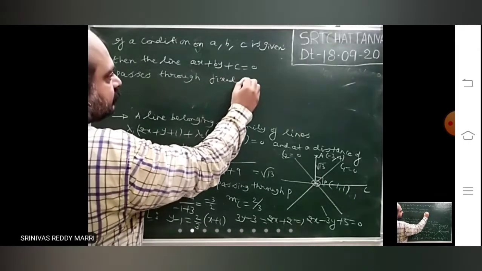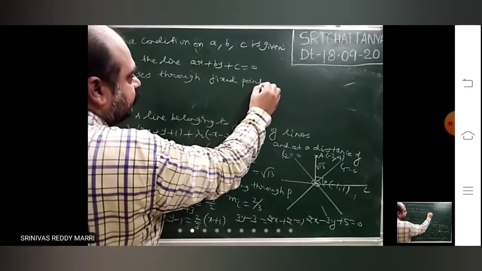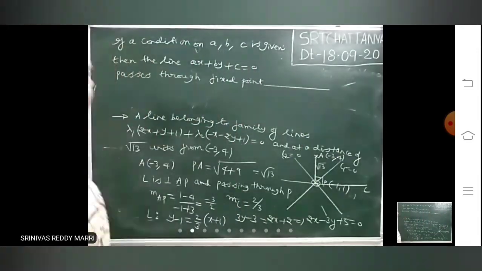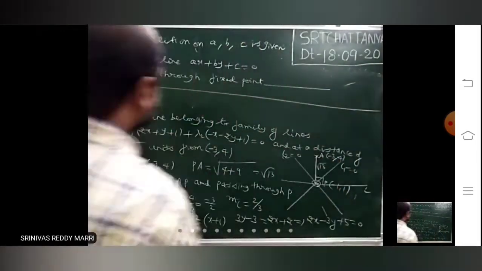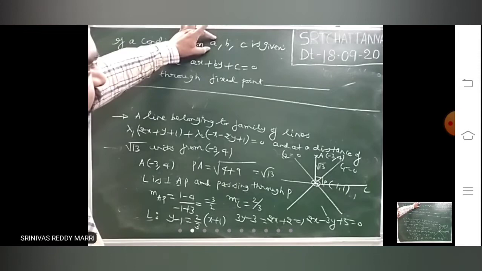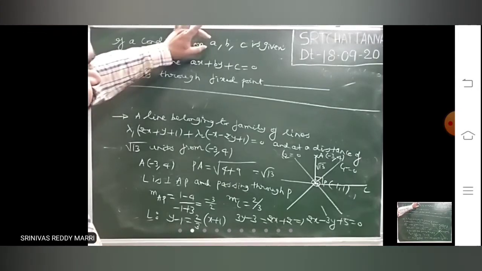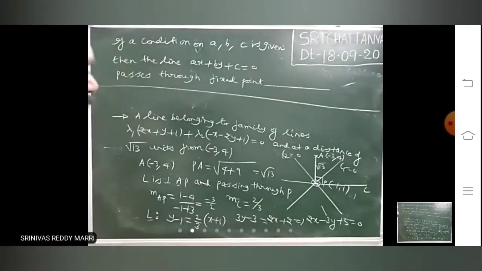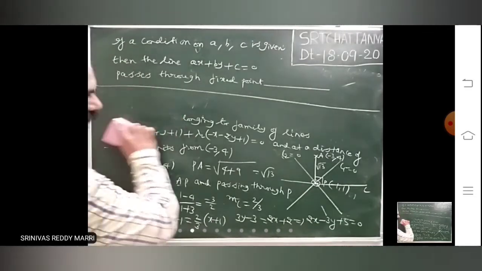Observe carefully: fixed point. These type of models I will discuss today. One line will be given to you, and a condition on ABC will be given to you. By giving the condition, he will ask that this line passes through a fixed point. Look at the problem.